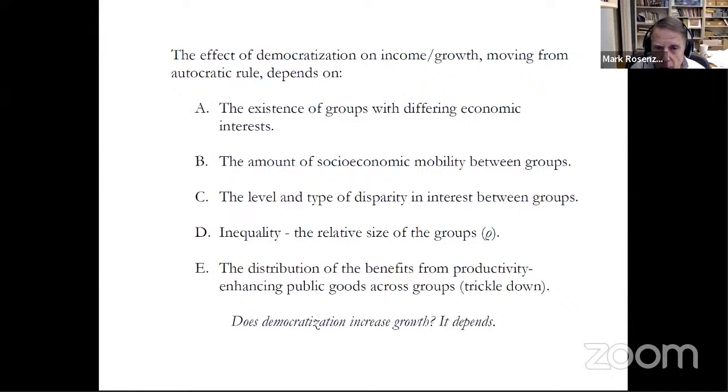It's also going to matter how much mobility there is between groups. If people don't strongly identify with a particular group because they see that later in life they have an opportunity to be in another group, then there are more diffused interests in the economy. Obviously, it's going to depend on how disparate the interests are of the different groups. It's going to depend on the relative size of the groups, which means it will probably be related to inequality.